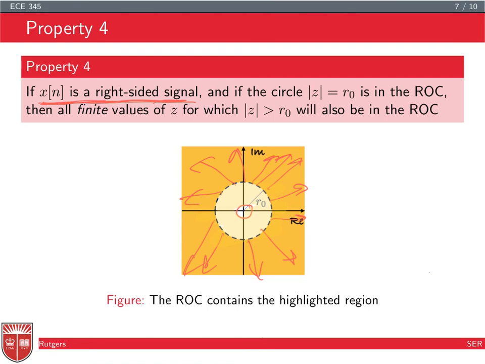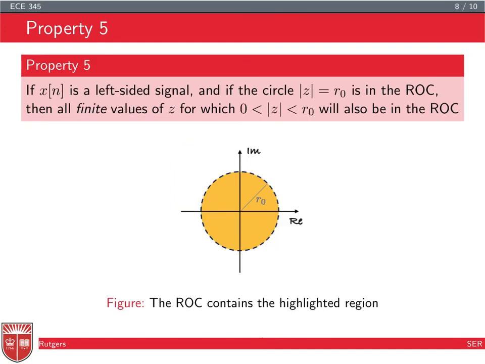And you can see that this makes sense given our example of the exponential. We know that for an exponential signal, if it's right-sided, then the ROC is the exterior of a circle. So you can think of this as generalizing this property.